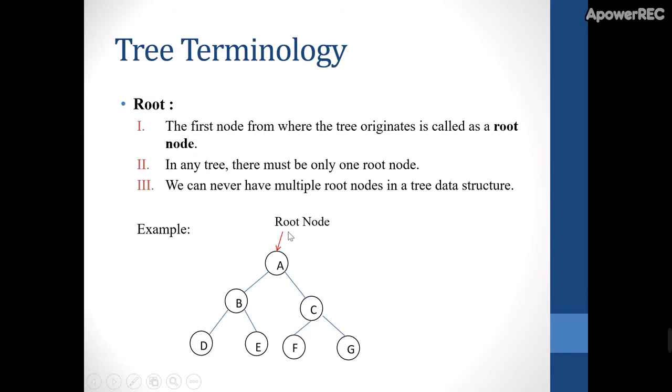So the root node. The example is A, from where this tree started. In a hierarchical structure, the tree started from A. So this will be our root node.